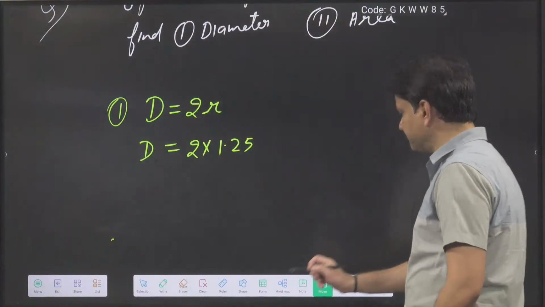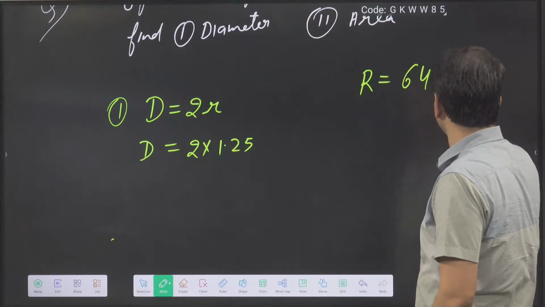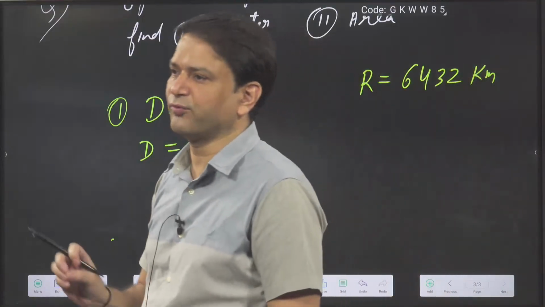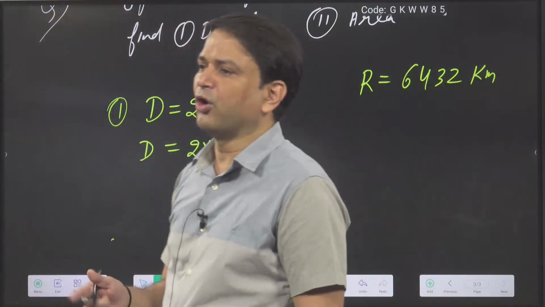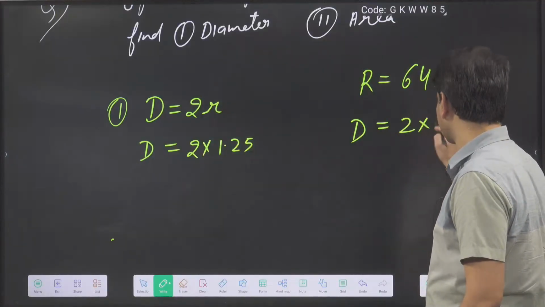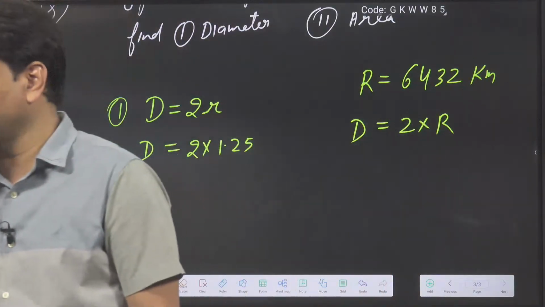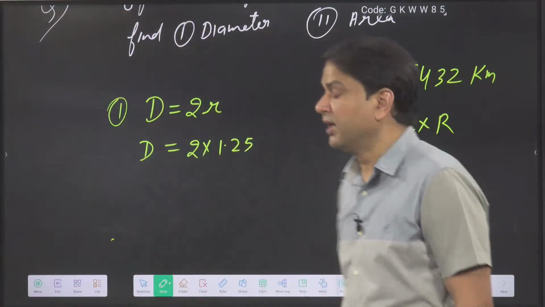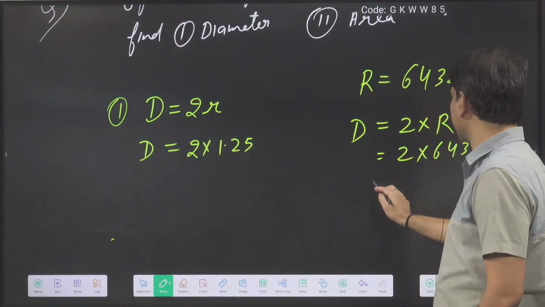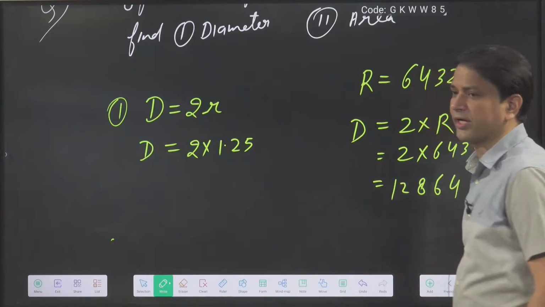Suppose I'm saying the radius of the earth is 6,432 kilometer. Now what is the diameter of the earth? You will say 2 into R. Suppose I am asking you to write the diameter of the earth up to the correct significant figure. So diameter is equal to 2 into R. Then you will do 2 into 6432. Then what will you get? 2 times 2 is 4, 2 times 3 is 6, 2 times 4 is 8, and 12. Okay, this you are getting.